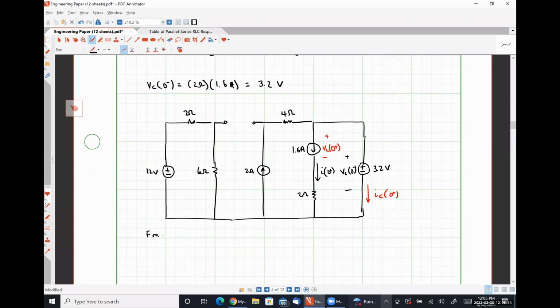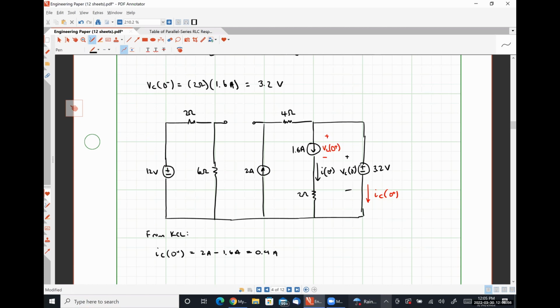So from KCL, IC at 0 plus is 2 amps minus 1.6 amps, which is 0.4 amps. All right. How do we go about getting this voltage? Apply the current resistance. 1.6 amps times 2 ohms gives us a voltage drop of 3.2 volts over this resistor, over our 2 ohm resistor.